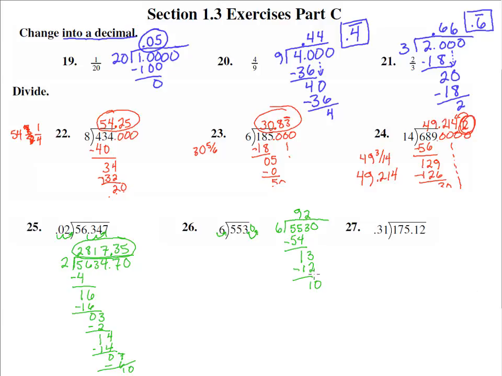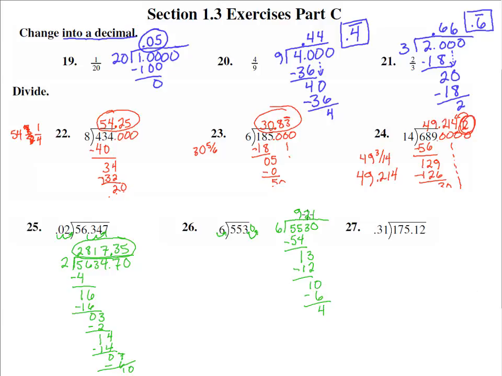Bring down that 0. 6 goes into 10. Notice we're using our multiplication tables so much. It's a good thing we studied and memorized those. If you haven't yet, it's a good chance to remind yourself that it needs to be done. 6 goes into 10 one time. 1 times 6 is 6. And 10 minus 6 is 4.